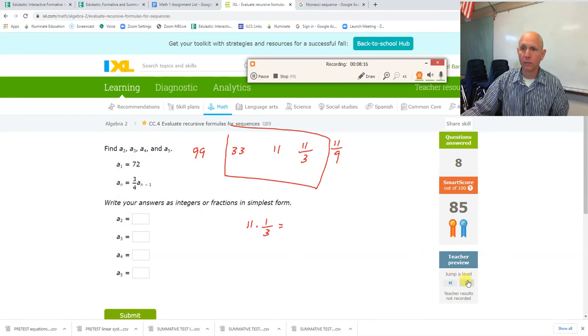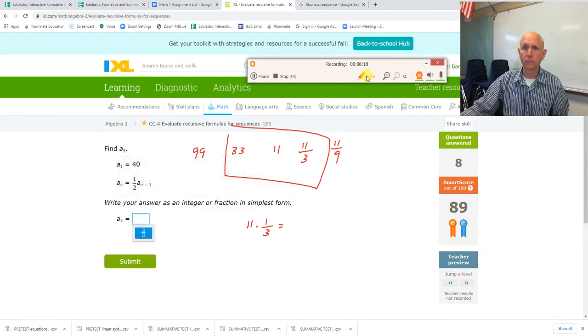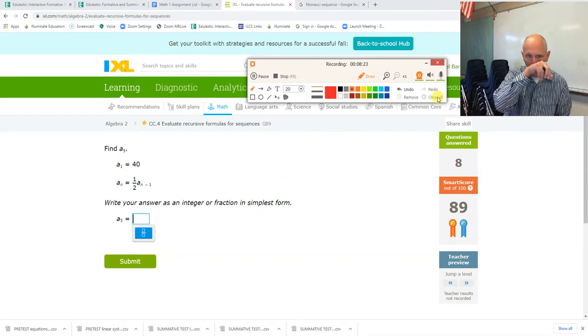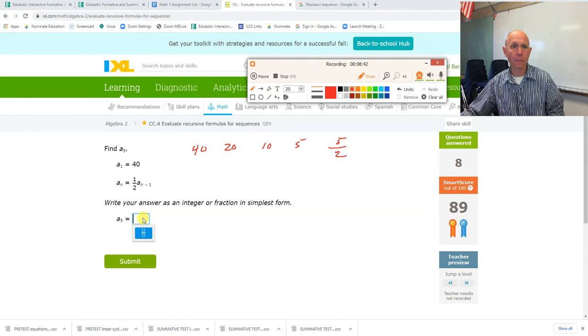Let's jump a level. Oh, this isn't that much more. That's nothing. Okay. So 40, half of 40 is 20, half of 20 is 10, half of 10 is 5. 1, 2, 3, 4, half of 5 is 5 halves. Oh, this time it wants me to use the fraction thing. Or does it?